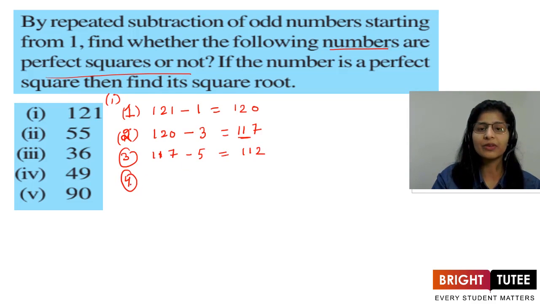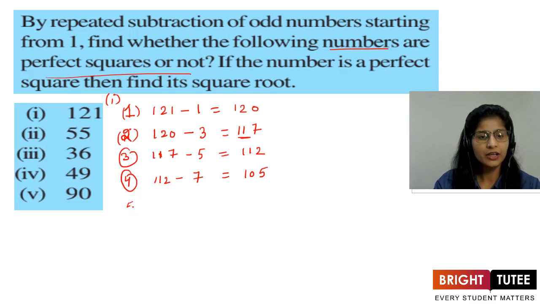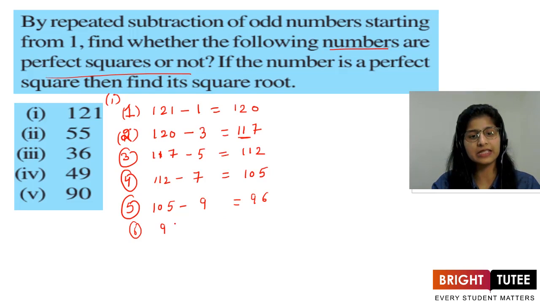After this, the fourth step will be what? Can you think of it? It will be 112 minus 7, since after 5 the next odd number is 7, right? So we will get 105. Is that clear? Now, the next step, from 105, what is the next odd number? The next odd number is 9. If we subtract 9 from 105, we will get 96. Now from 96 we subtract the next odd number. After 9, the next odd number is 11. If we subtract, we get 85.